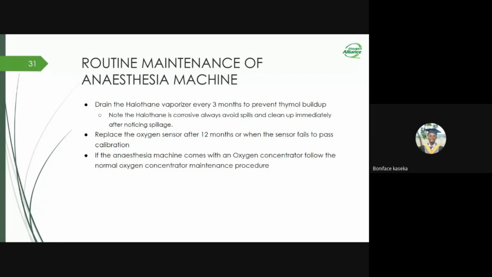Another routine maintenance is to replace the oxygen sensor after 12 months, or when we see that the sensor has failed to pass the calibration. And for the oxygen concentrator, we can just go ahead and do routine and normal oxygen concentrator maintenance procedures, some of which are explained on our platforms.